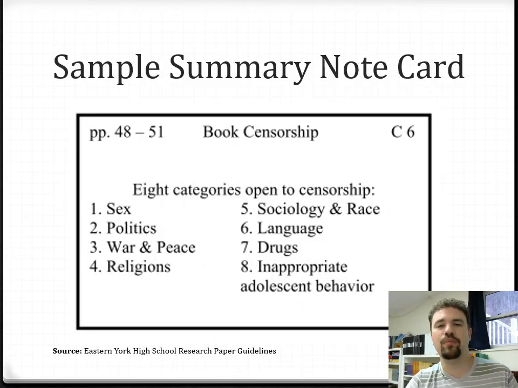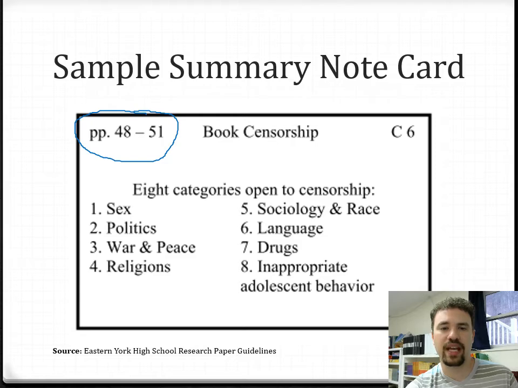Here's a sample summary note card. This is a great example. So you can see up here in this corner that this came from several pages of the text, pages 48 to 51. And so they're not just looking at one particular piece of information, but they're looking at a much larger section of the text, and they're just kind of getting the main points from there. And what they're getting in this particular case is 8 reasons that people censor books.